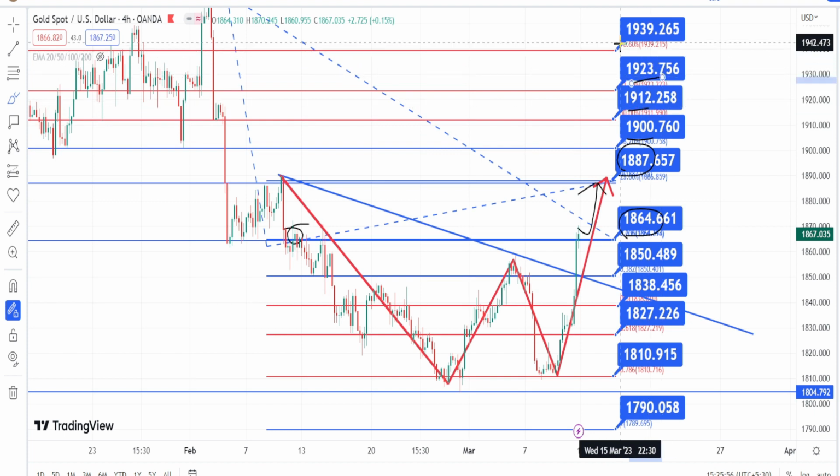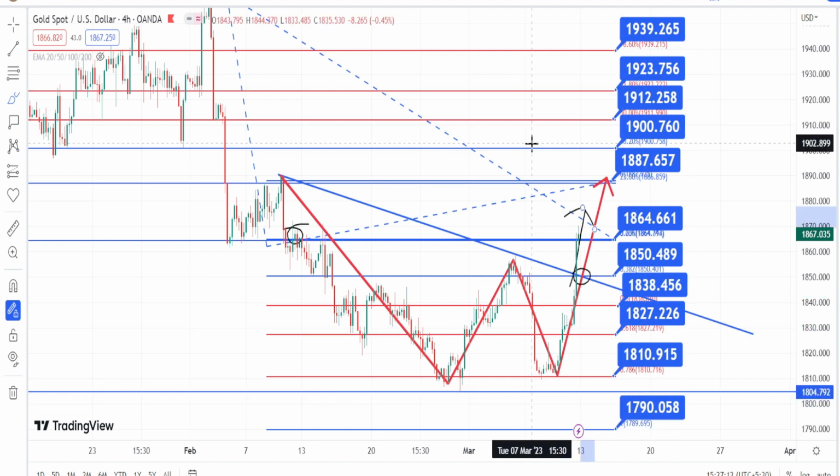And if the price action breaks this support level of 1864 and makes a bearish side retracement, the next levels of support are going to be around 1850, 1838, 1823 and 1790. Let us look at the price action in hourly time frame.